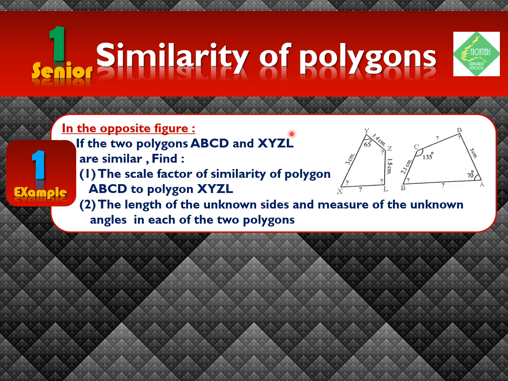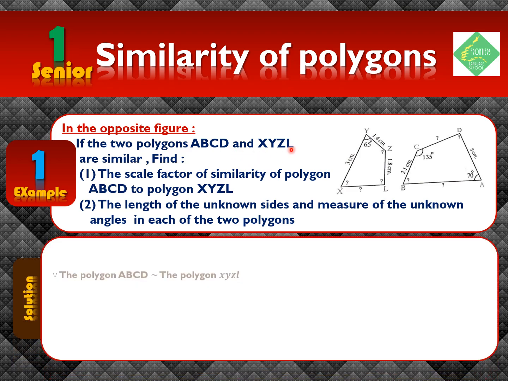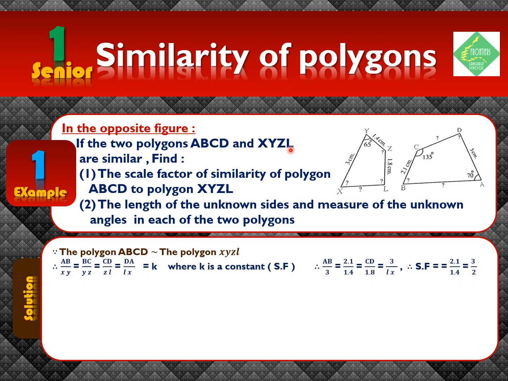What about congruent angles? The first angle is A is equal to the angle X, angle B is equal to the angle Y, angle C is equal to the angle Z, and finally angle D is equal to angle L. Let's see the answer. Applied the proportionality between sides equal k, which is the scale factor.